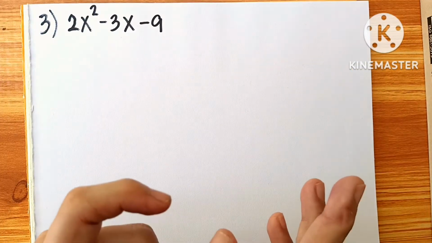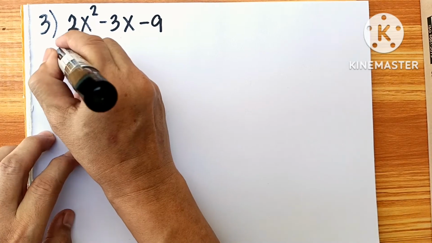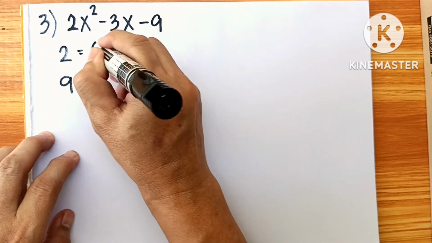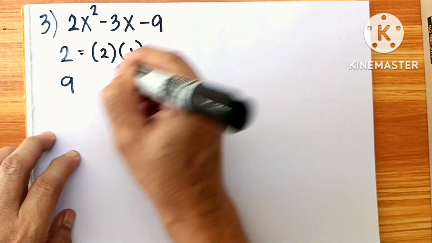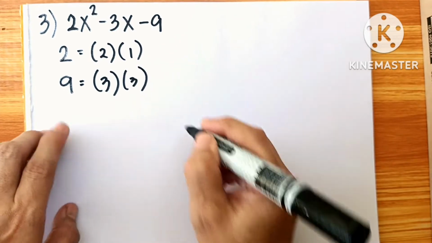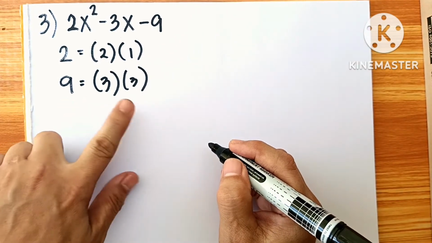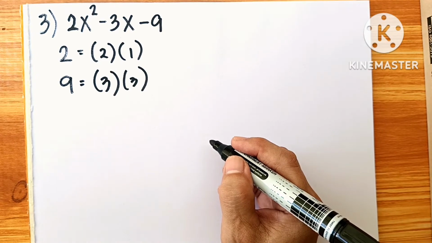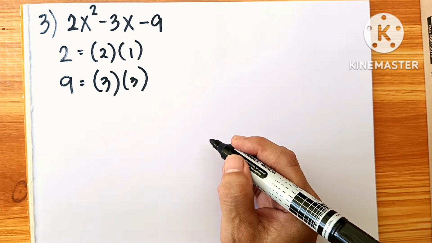Ang dali lang. Okay, number 3, we have 2x squared minus 3x minus 9. Again, take the leading coefficient 2 and the constant 9. Factors of 2, 2 and 1. Factors of 9, 3 and 3. By the way, there are other factors for 9, no? Pwede siyang 1 and 9. But avoid those factors, no? Medyo extremes, no? Because we seldom use them.